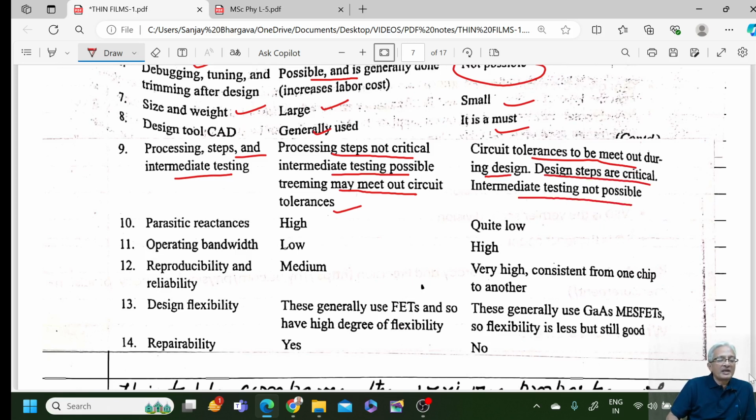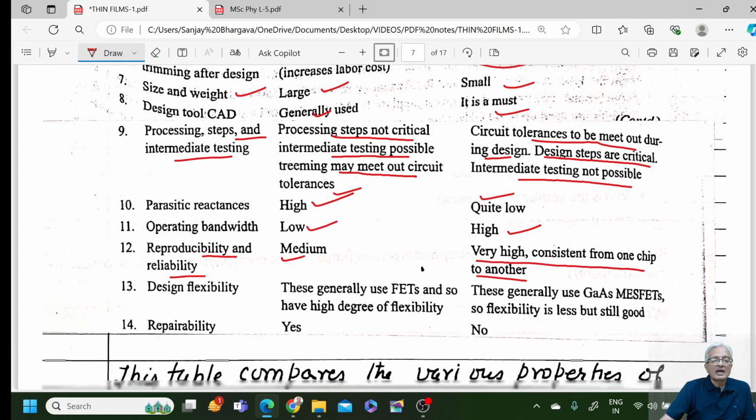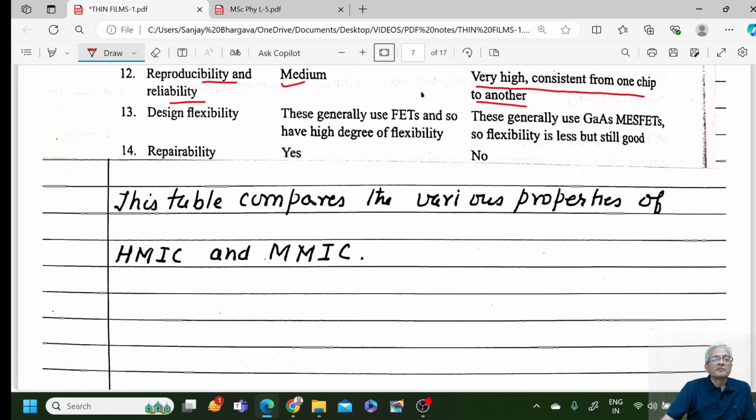When it comes to the parasitic reactances, in HMIC is very high, while in case of MMIC they are very small. What is the operating bandwidth? A very small or a low bandwidth for HMIC, while for MMIC the bandwidth is relatively large. Reproducibility and reliability. In case of HMIC they have medium range, where it is very high, consistent from one chip to another.